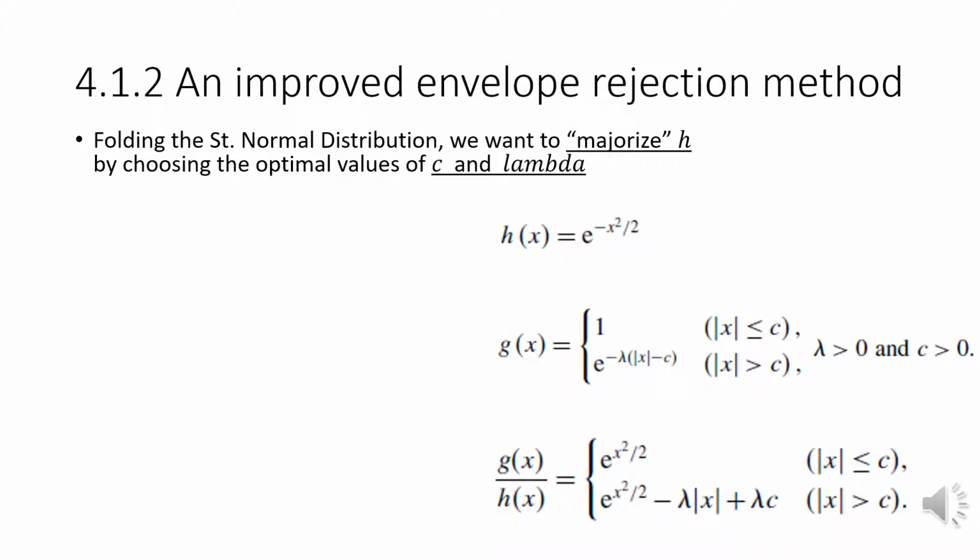Now we're going to take a look at an improved envelope rejection method. Typically we're folding the standard normal distribution in half, where we want to majorize the h function and choose the optimal values of c and lambda. We perform this by looking at h of x and g of x, looking at g of x over h of x, and then our objective functions become minimizing c plus 1 over lambda and maximizing the value of lambda.